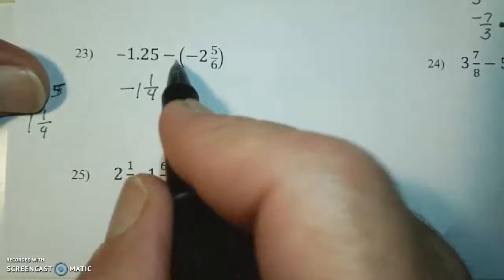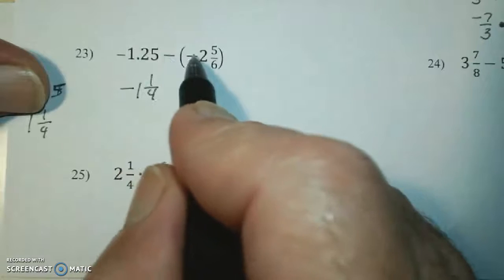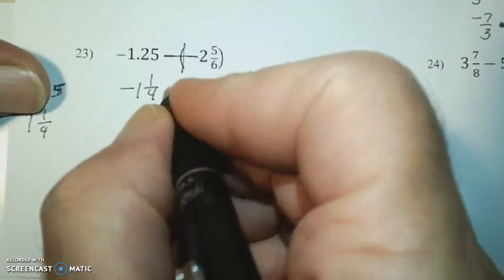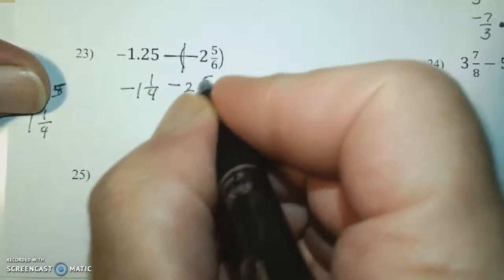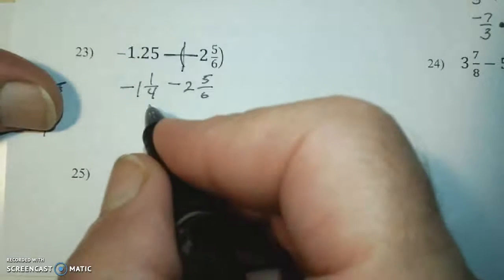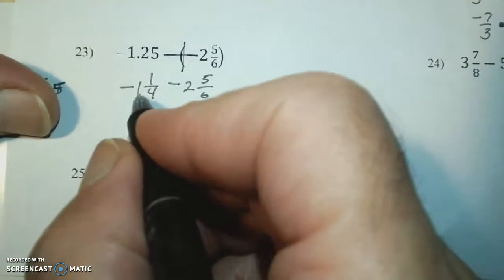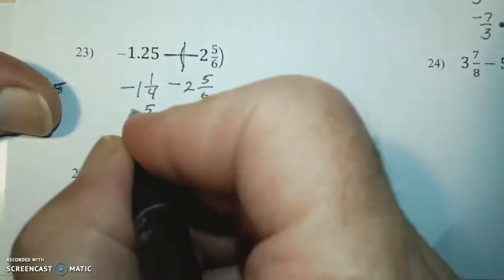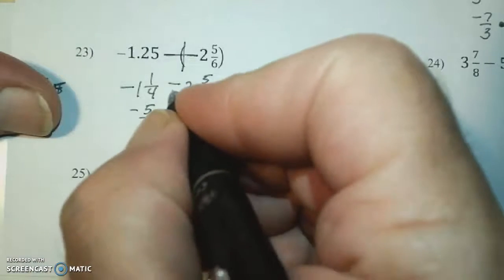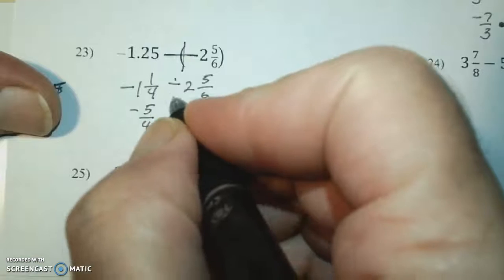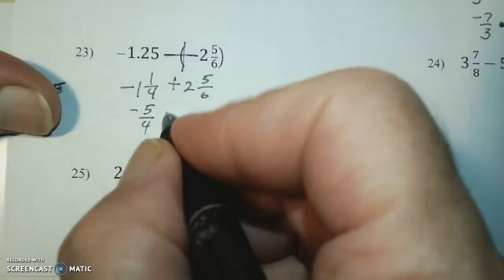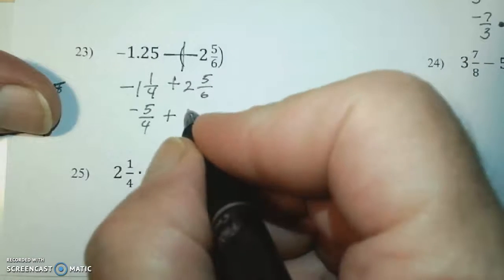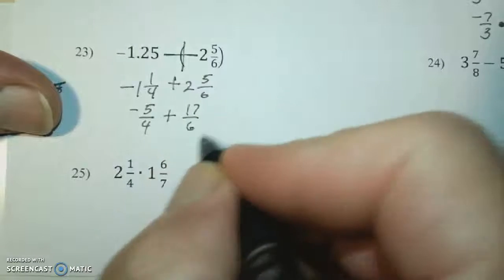You have a situation here where you have two negatives right next to each other. That just becomes a plus sign. So this is plus 2 5/6. Change them to improper fractions. 4 times 1 is 4 plus the 1. This is negative 5/4. Did I say minus? This should be plus 2 5/6. So this becomes plus 6 times 2 is 12, plus 5. This is 17/6.